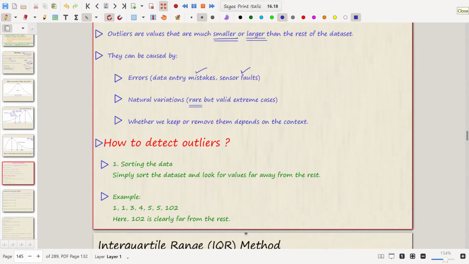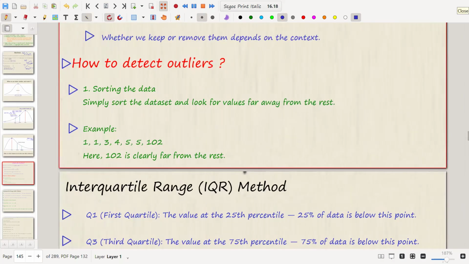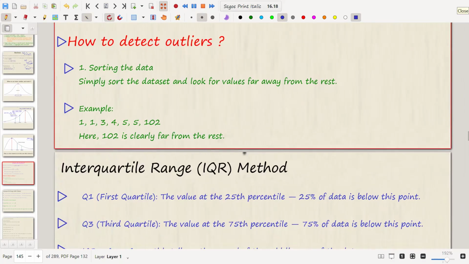How to detect outliers actually? One of the methods is just eyeballing your data set: sort your data set and look for the values that are far away from the rest. In both cases, it is possible. If your value is very large, then it will be in the much larger zone. If it is very small, it will be towards the smallest zone.